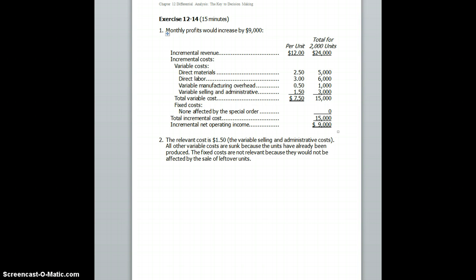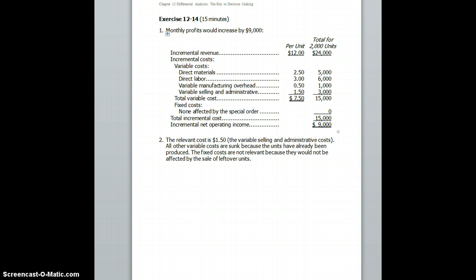Part 1 asks us that if the order is accepted, by how much will monthly profits increase or decrease? The order would not change the company's fixed cost. So when we look at this type of a problem, we need to measure the incremental revenue that will be obtained from accepting this special order versus the incremental expenses that will be incurred by accepting this special order.